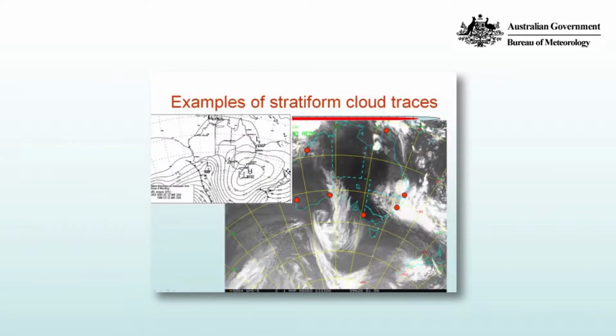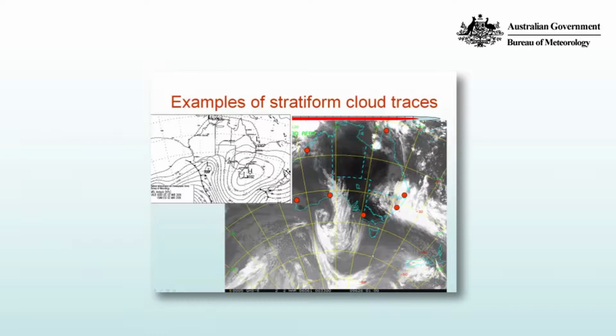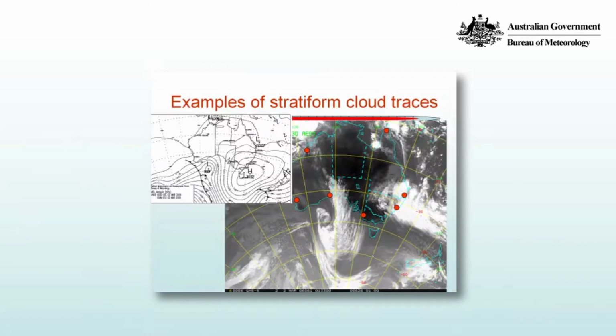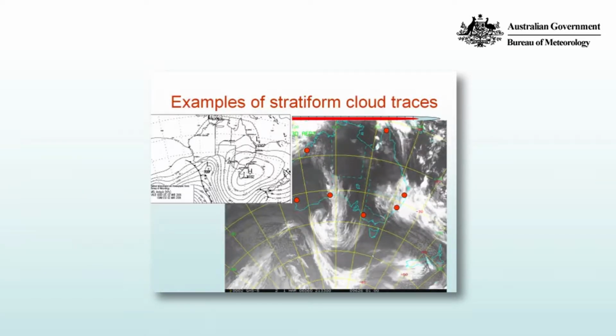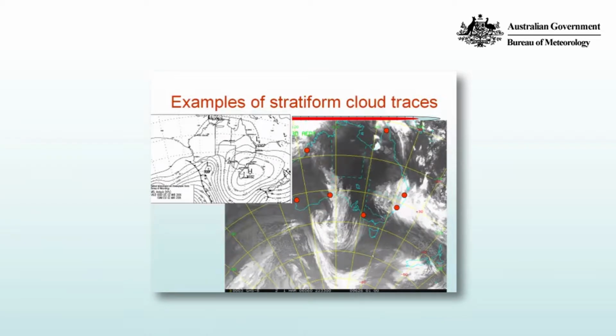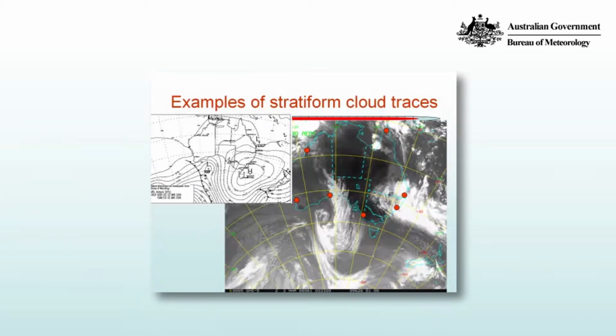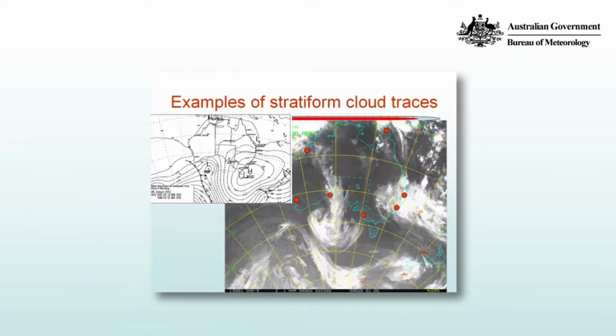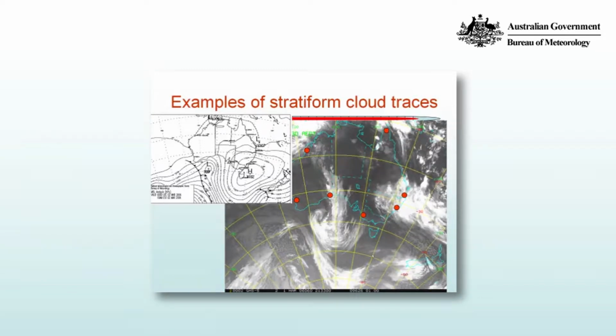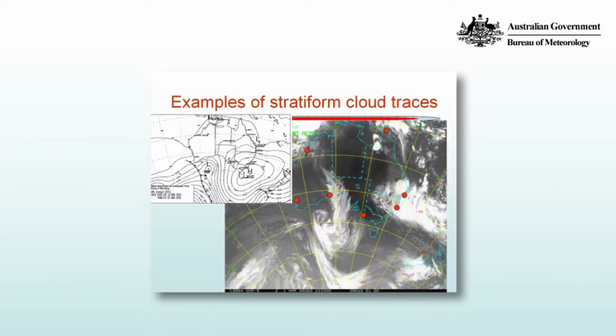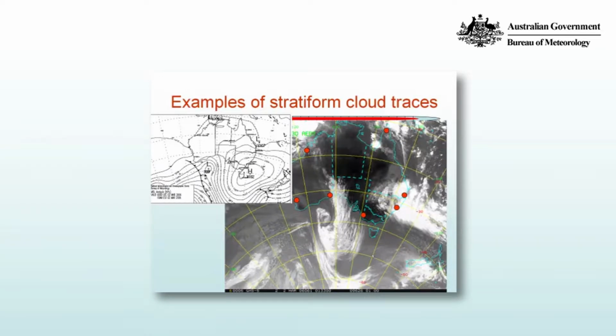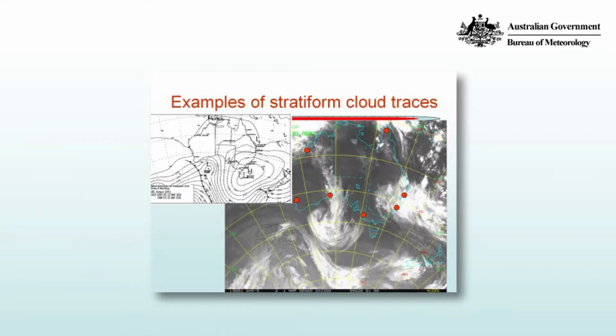In this video we're going to look at some examples of stratiform cloud and their traces. What you can see here is a satellite image that's slowly looping and the corresponding mean sea level pressure analysis. This is a March chart, so it's later into the wet season over northern Australia. The dot dashed line is the monsoon trough.